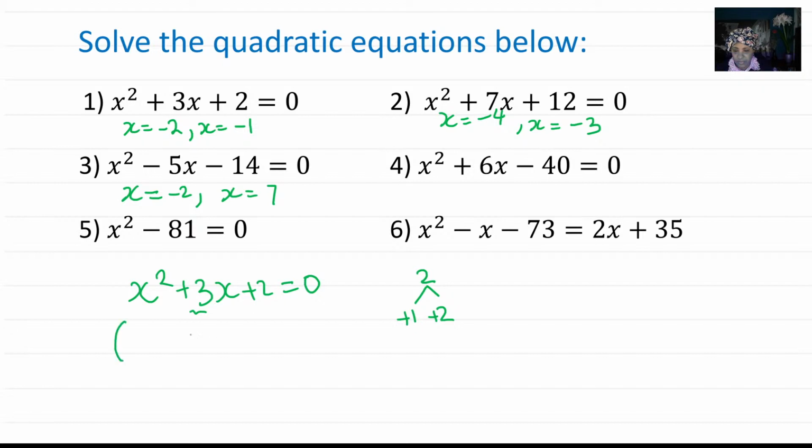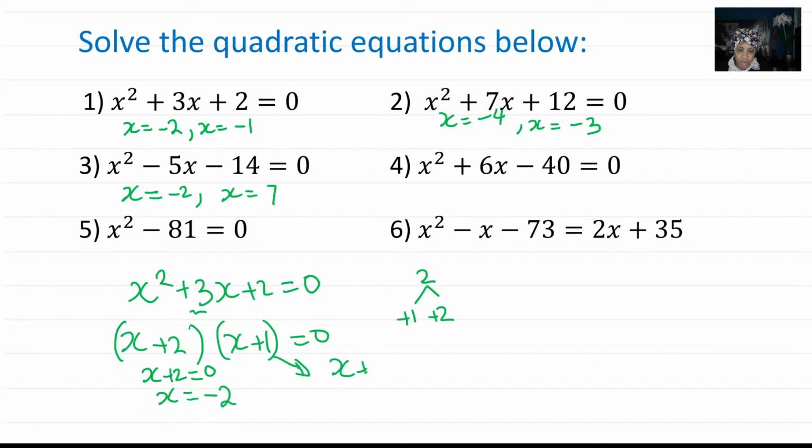So you have in brackets equal to 0, x plus 2 and x plus 1. And then you take one of the brackets and make it equal to 0, x plus 2 equal to 0. Therefore, x is equal to -2. And then you take the second bracket, x plus 1 equal to 0. So therefore, x is equal to -1. And these are your solutions for question 1.